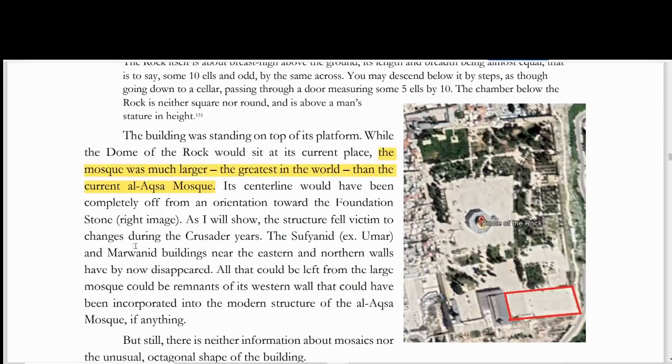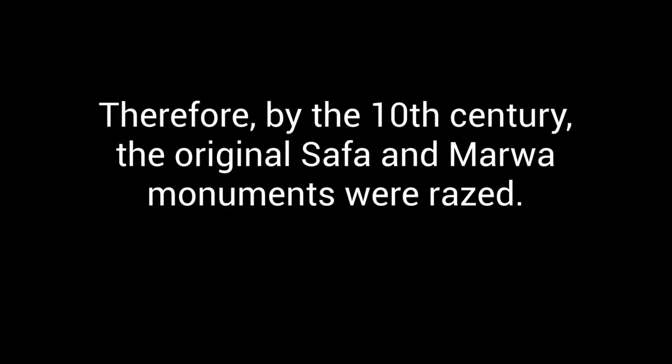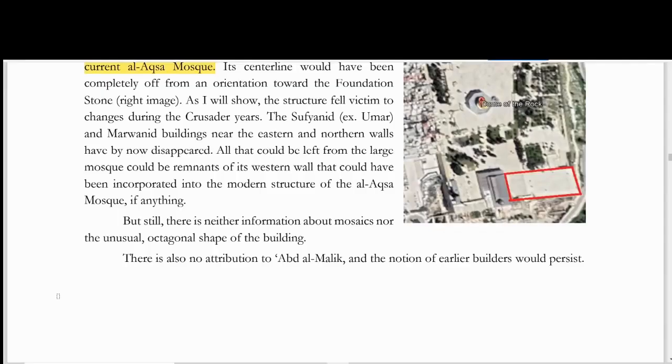As I will show, the structure fell victim to changes during the Crusader years. The Sufyanid, ex-Umar and Marwanid buildings near the eastern and northern walls have by now disappeared. Okay, so there and there, they would have gone. All that could be left from the large mosque could be remnants of its western wall that could have been incorporated into the modern structure of the Al-Aqsa Mosque, if anything. So most of it was razed. The Al-Aqsa Mosque that we have today is not on the same site as the original one. So that's an important point.